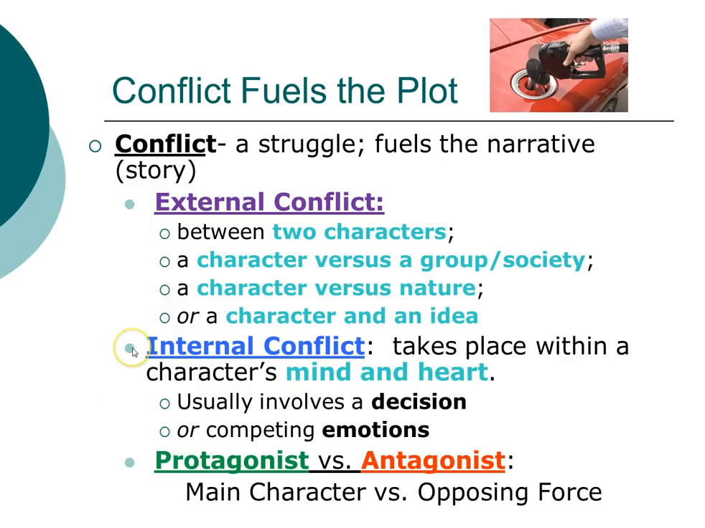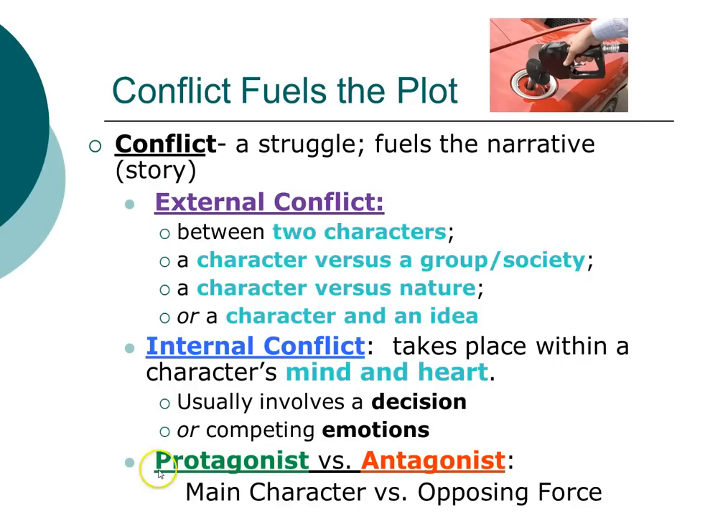Internal conflict, on the other hand, is always going to take place within a character. It's just self-contained, and it has to do with the character's mind or their heart. So when you see characters in internal conflict, they're usually having to either make a decision, or you'll see them wrestling with different competing or warring emotions where they're struggling with their feelings.